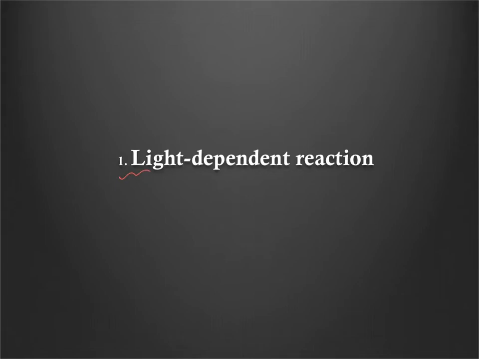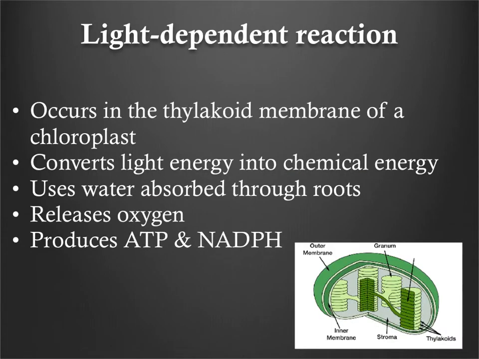So first one is light-dependent reactions. The light-dependent reactions occur in and on the thylakoid membrane of the chloroplast. The thylakoids are these stacks of membrane right here where the light-dependent reactions take place. And they're able to convert light energy into chemical energy.